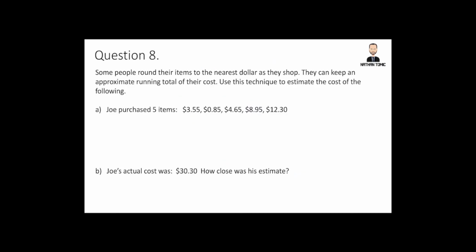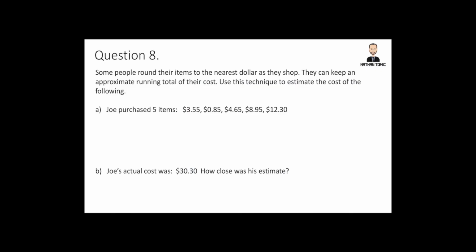Question 8. Some people like to round off their shopping as they do it to the nearest dollar. It's certainly something I like to do. They can keep an approximate running total of their cost. We're going to use this technique to estimate the cost of the following. So what this means is it's very easy for most people to keep track of whole monetary amounts, so $1, $5, things like that. So by being able to round it off to the nearest whole dollar, it makes it easy for people to keep track of that. And what we're interested to see is whether or not that's a good process.